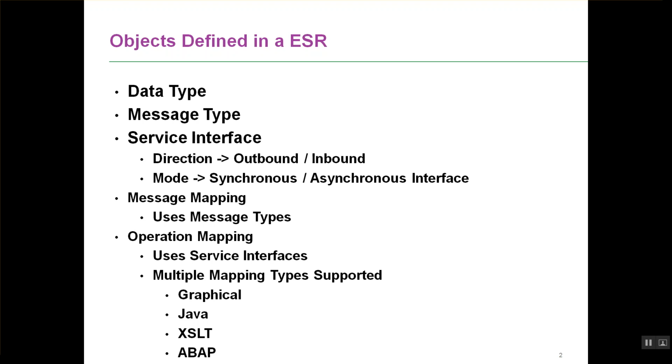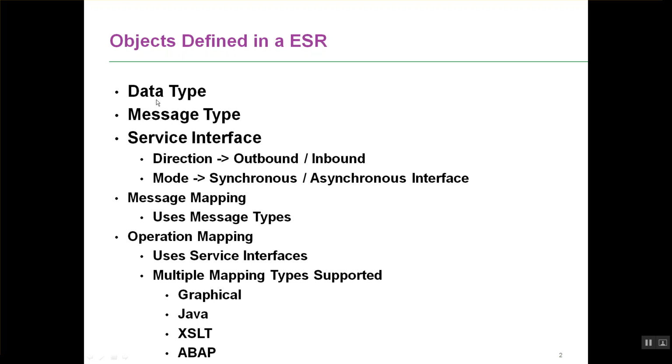So for this scenario, what are the objects that you would be defining in the enterprise service repository? Remember, the enterprise service repository, or the ESR, is the design time of your interface. So you would be building a lot of objects here. The first object type that you would be defining is called a data type. A data type is nothing but a definition of the structure of the message that you are going to be exchanging. We will look at this in detail, but at this point, it suffices to say that a data type is the definition of the structure of the message that you're going to be exchanging.